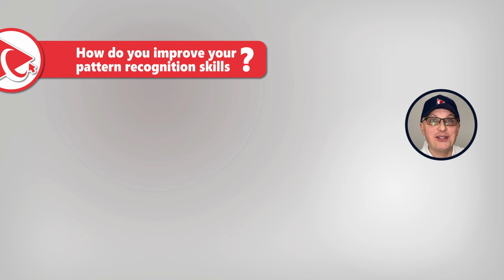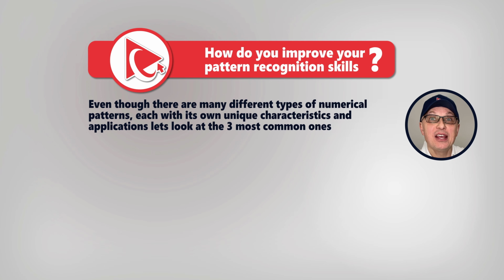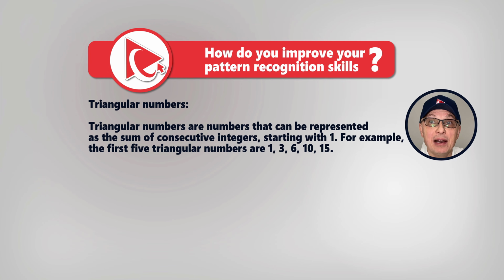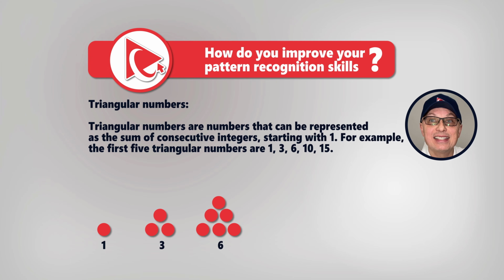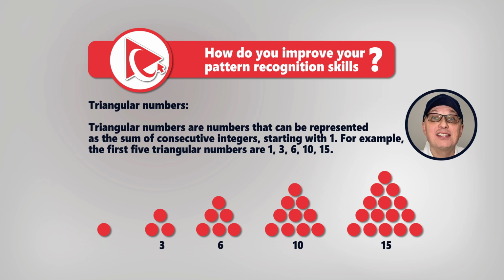I get a lot of questions on how to improve your pattern recognition skills. Let me share with you 3 common patterns we frequently see on the test. Let's start with triangular numbers. Triangular numbers are the numbers that can be represented as a sum of consecutive integers starting with 1. For example, the first 5 triangular numbers would be 1, 3, 6, 10, and 15. Next one on my list are square numbers.